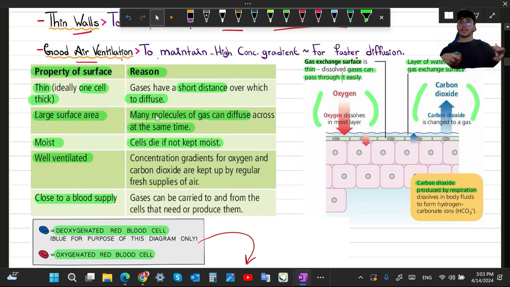So the property of the surface: if it's thin, usually one cell thick, it provides a short distance to diffuse. Again, large surface area, so many molecules can diffuse across at the same time. It's moist, because cells die if not kept moist. It's well ventilated, again to maintain a high concentration gradient, and is close to a blood supply.